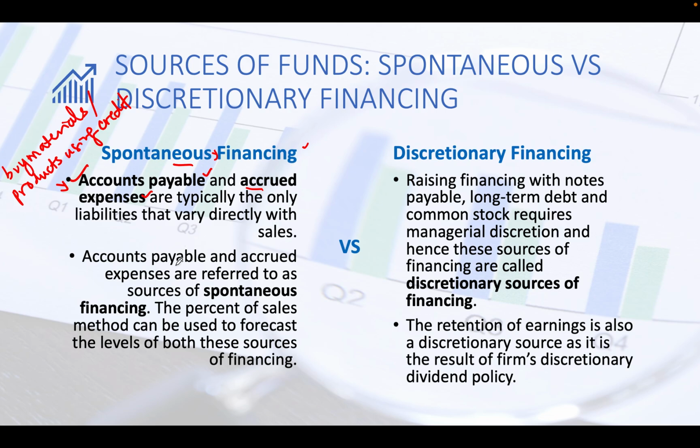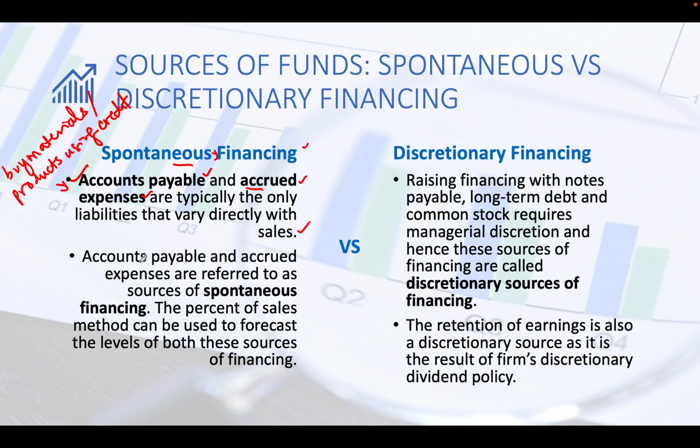Okay. Kemudian, account payable and accrued expenses are typically the only liabilities directly with sales. So bila sales tu meningkat, account payable meningkat dan accrued expenses juga meningkat. Of course lah, bila kita nak increasekan sales, maksudnya kita kena beli bahan mentah yang lebih banyak, stok yang lebih banyak. It will automatically increase account payable.